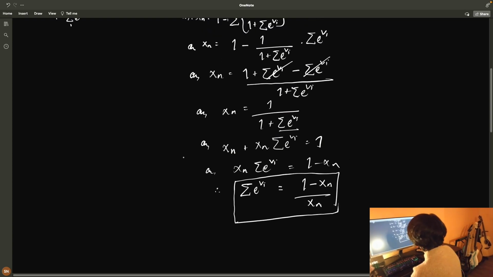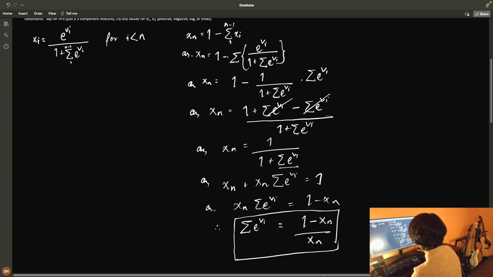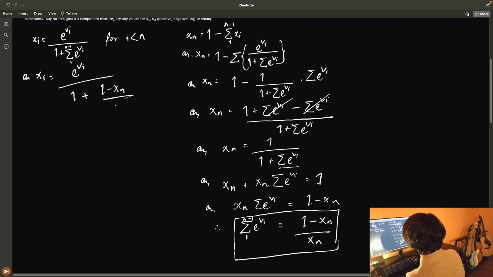Now what we see is that in our original equation, we have the same exact term, which also ranges from 1 to n minus 1. So let's see what we can do from here. If we do a substitution in this equation, we end up with xi equals e raised to the power of vi divided by 1 plus 1 minus xn divided by xn.